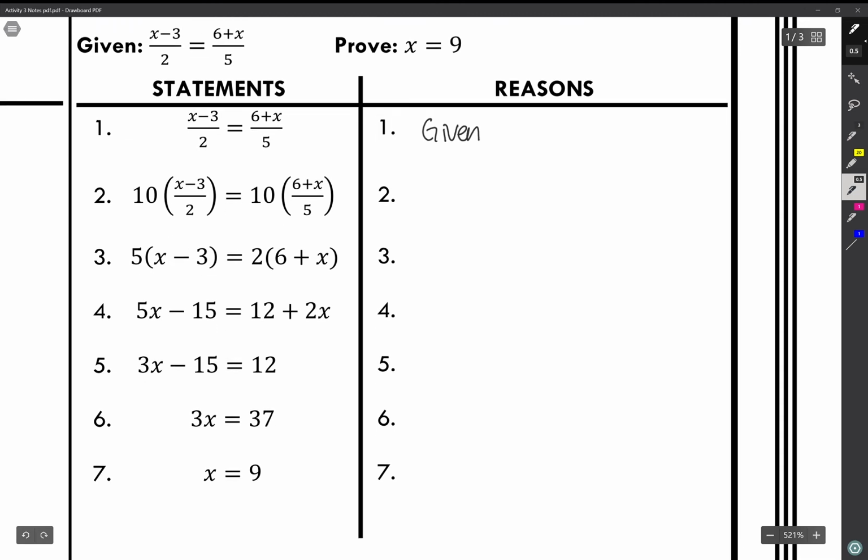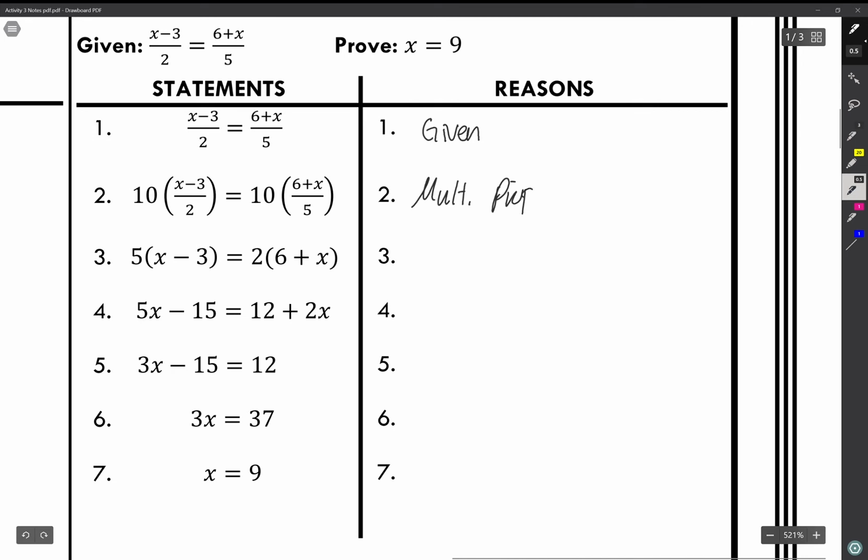Okay, so to get from 1 to 2, we multiplied 10 by both sides. So if we multiply the same thing to both sides, it's the multiplication property of equality. And I'm just going to write multiplication property because that's fine with me.